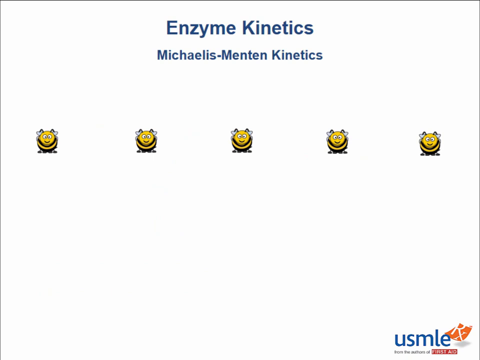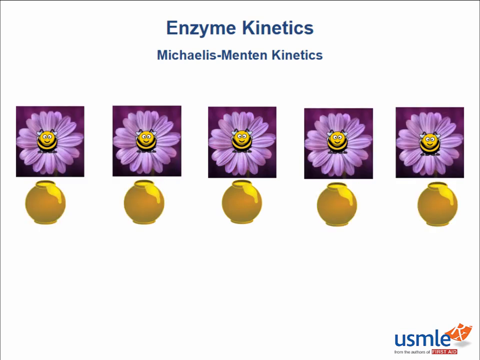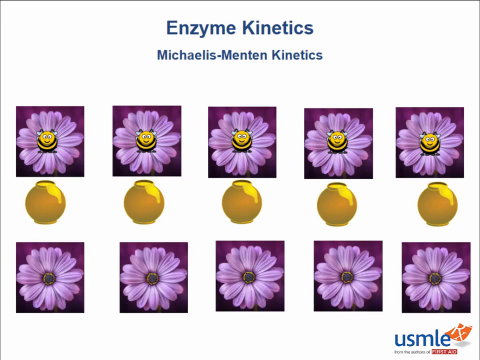Imagine this scenario. There are 5 bees and only one flower. So 1 out of the 5 bees will work to convert that pollen into 1 pot of honey. However, let's say now there were 5 flowers. Well, all 5 bees would be working to make a total of 5 pots of honey. And what would happen if there were 10 flowers? The 5 bees would still only be able to make 5 pots of honey at a given time. They're all occupied working on one flower.